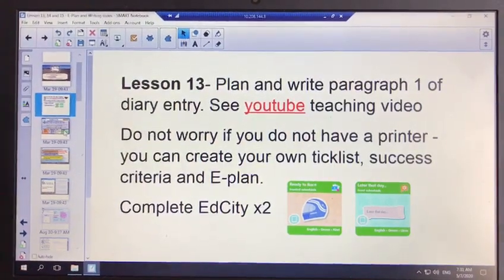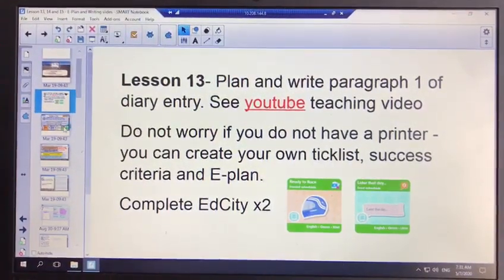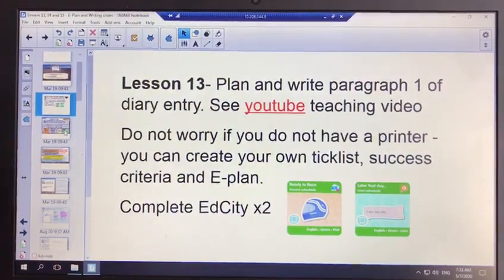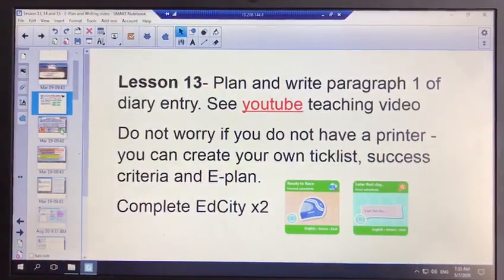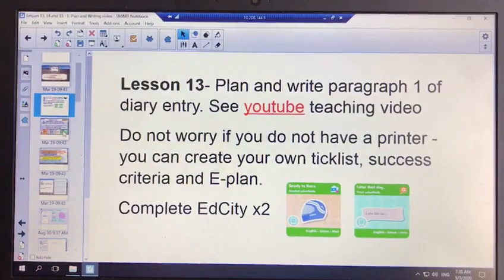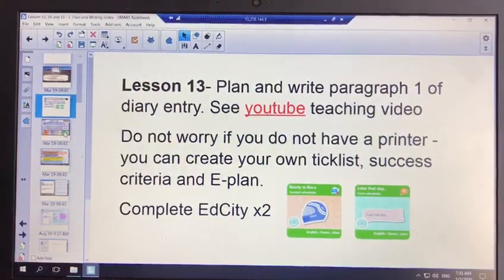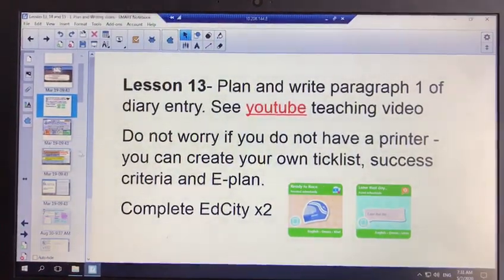Good morning, Year 5. Today we are going to be beginning our big write. So we're going to be planning and writing paragraph 1 of our diary entry, all to do with Holes. So do not worry if you do not have a printer.